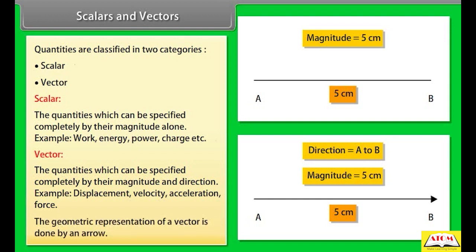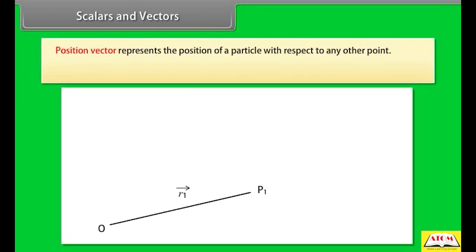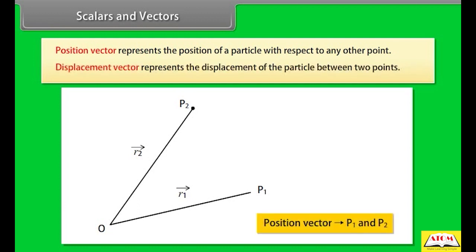The geometric representation of a vector is done by an arrow. Position vector represents the position of a particle with respect to any other point. Displacement vector represents the displacement of the particle between two points.